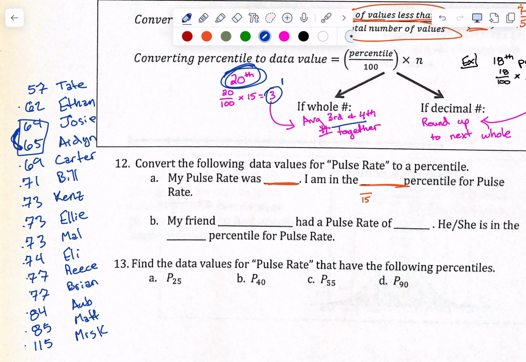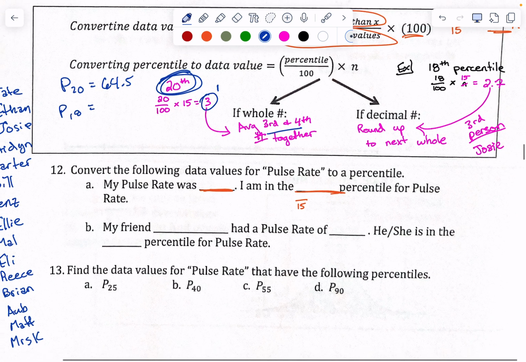Number 3, number 4. So we average these, and it becomes 64.5. So what do we do with the 64.5? That's P20. So P20 equals 64.5, versus P18 would be the third person, which is 64.